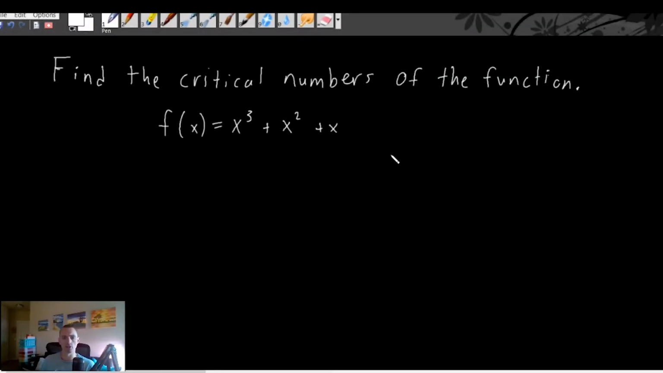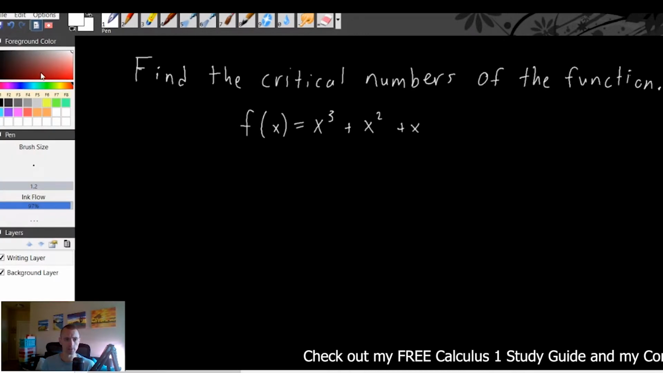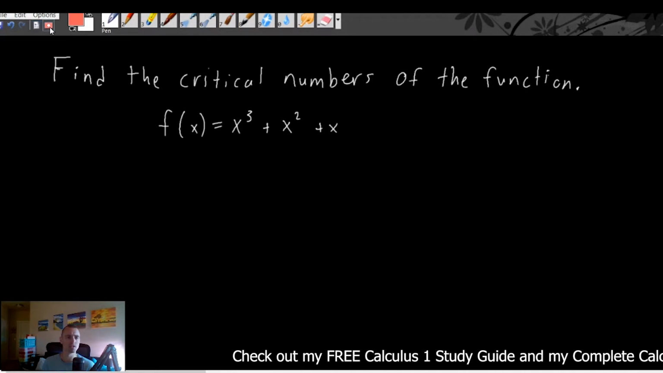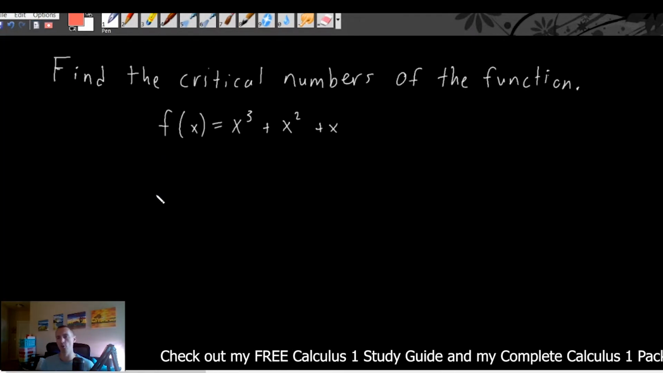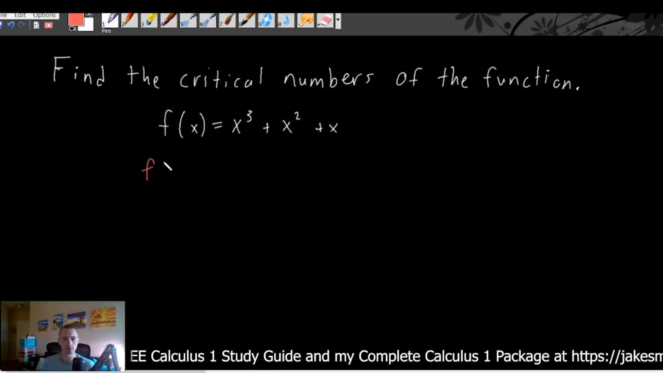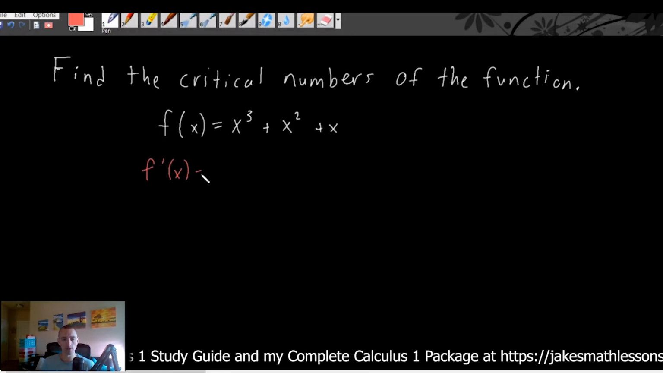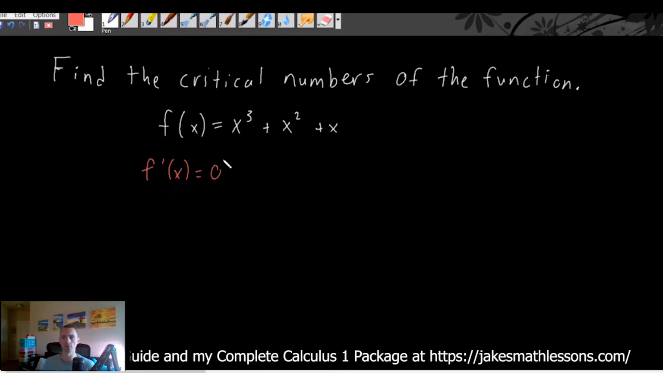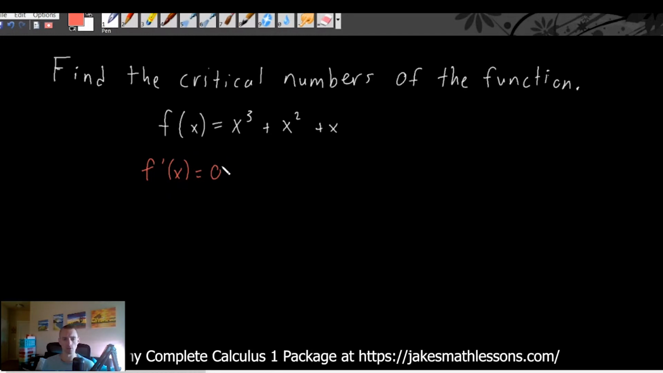We're just going to be finding the critical numbers of this function here, f of x equals x cubed plus x squared plus x. So in general, when you're trying to find the critical numbers of a function, there's going to be two things that can cause a critical number to exist, or basically two conditions you want to look for of which x values would be considered critical numbers of a function. The first is going to be wherever f prime of x equals 0. So basically you need to find the derivative of the function and set it equal to 0 and solve for x.